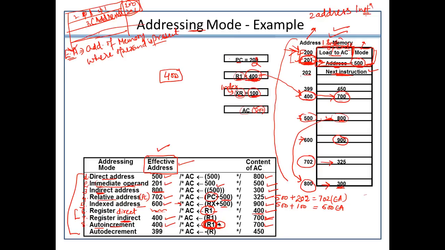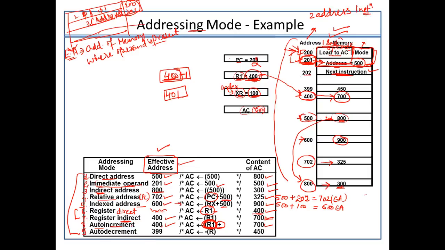Now after that, what will happen? I will increment the value of this R1 by 1. After using this 400, I am going to increment the value of R1 by 1. So in the auto increment, the updated value of R1 will be 401.